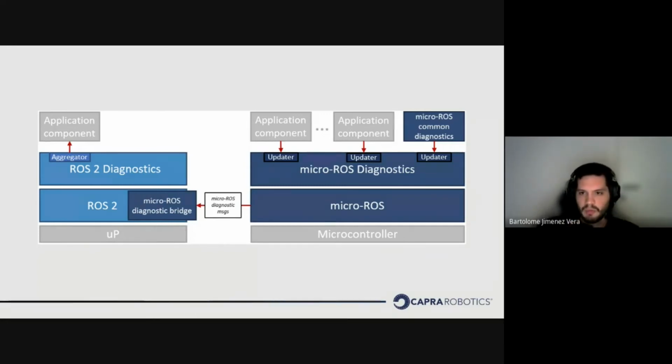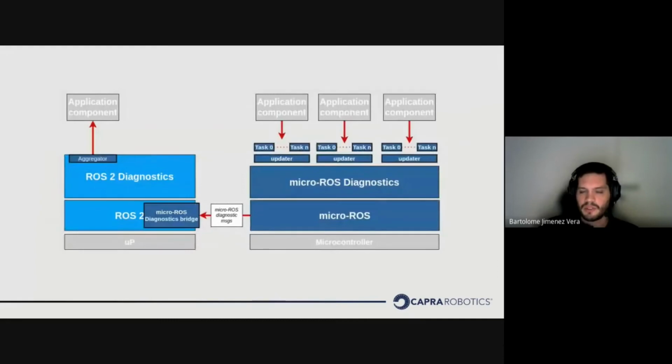We managed to decrease the amount of strings. We changed how we map the micro-ROS diagnostic bridge with the tasks that are running, with the updaters that were running on the low level, on the microcontroller, but it wasn't enough. So what we came to afterwards was that the footprint of one updater was bigger, because if I wanted to have a lot of... and actually this is probably a mistake on my slide.